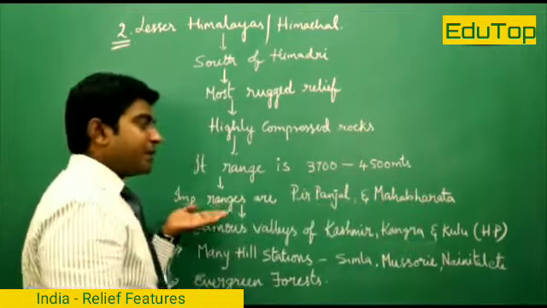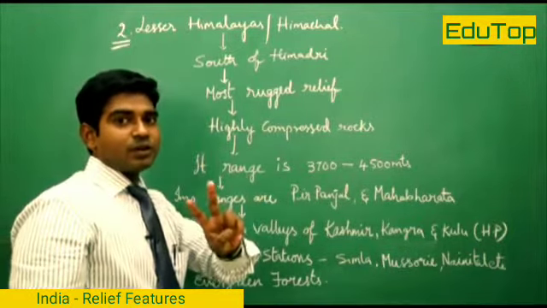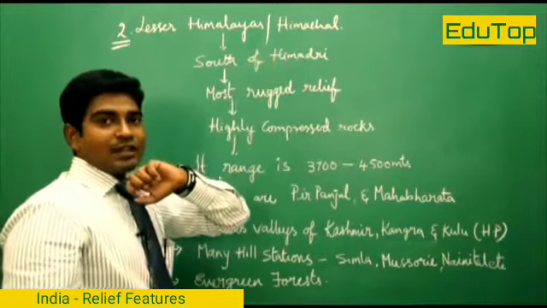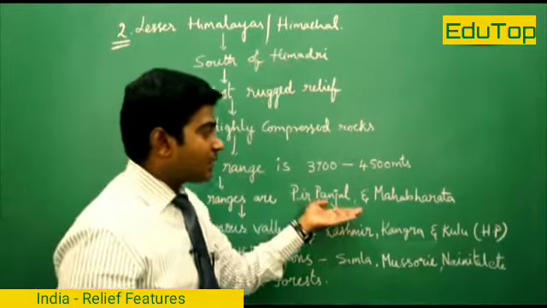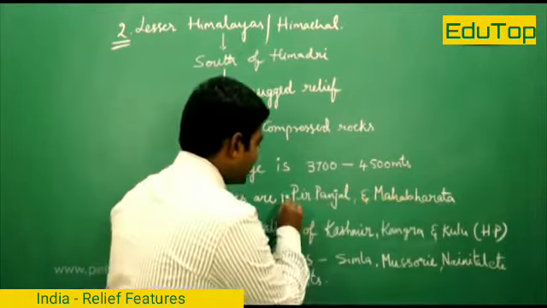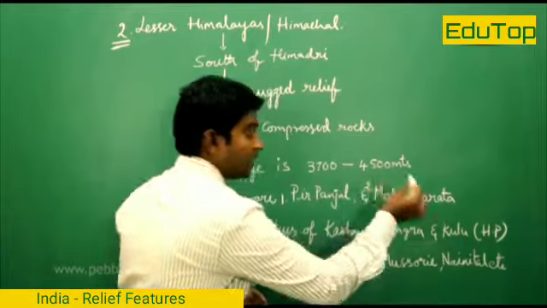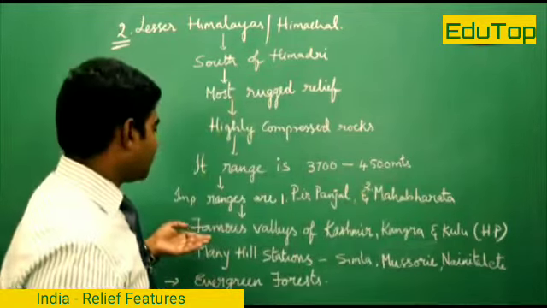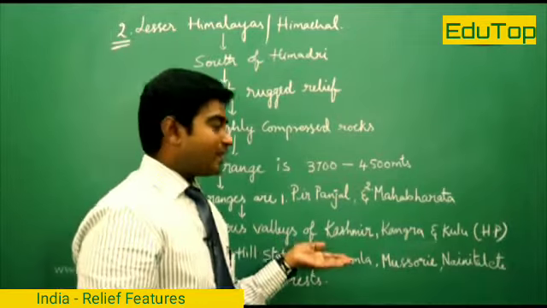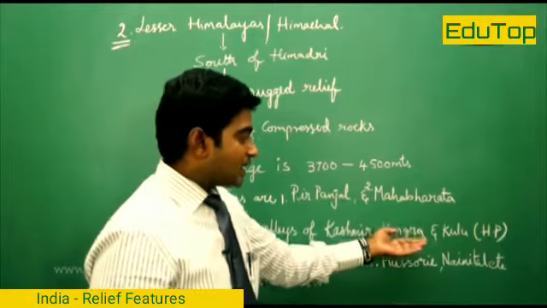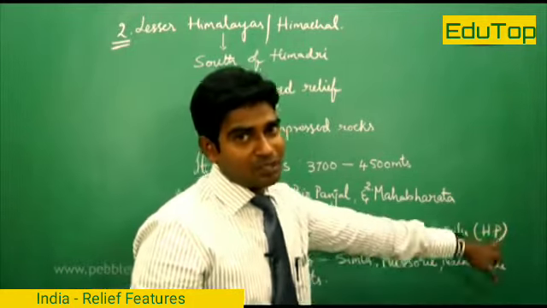Coming to the important ranges of this region, the Lesser Himalayas have two major ranges: the Pir Panjal range and the Mahabharata range, which cover a major part of the Himachal region. The famous valleys in this region are the Kashmir valley, and the Kangra and Kulu valleys of Himachal Pradesh.